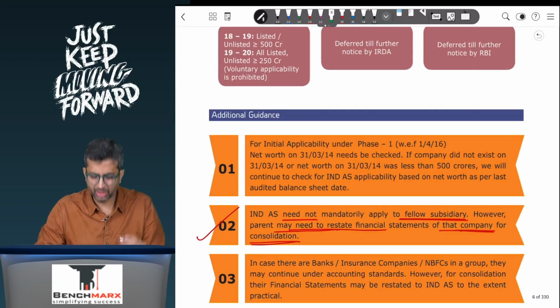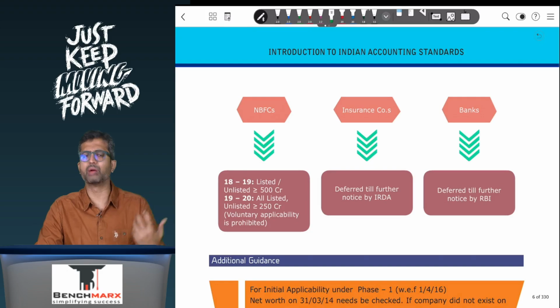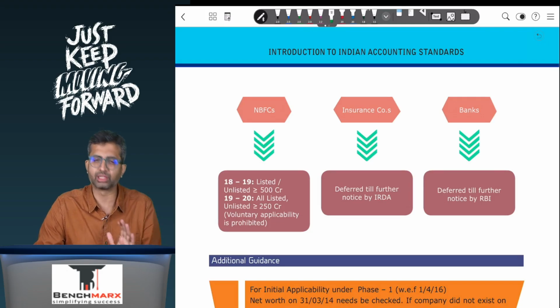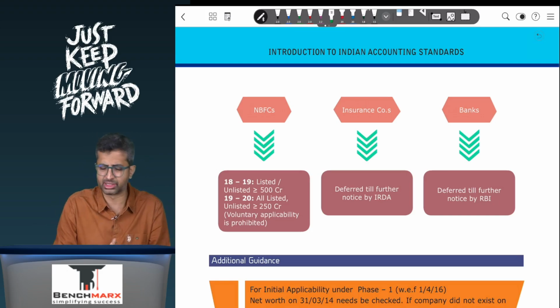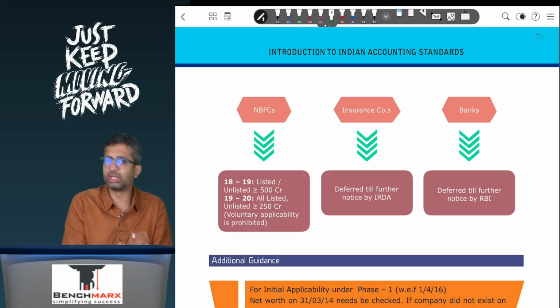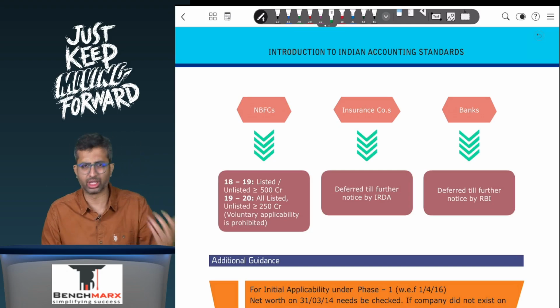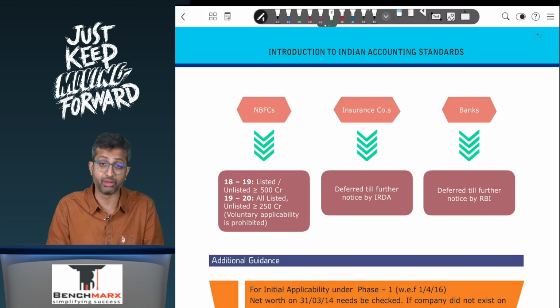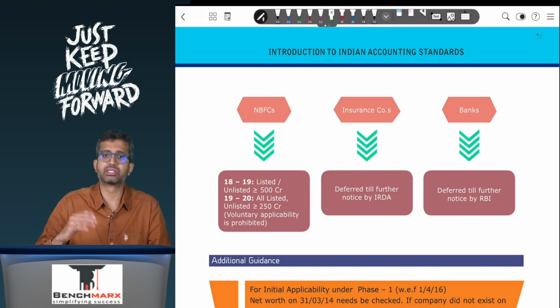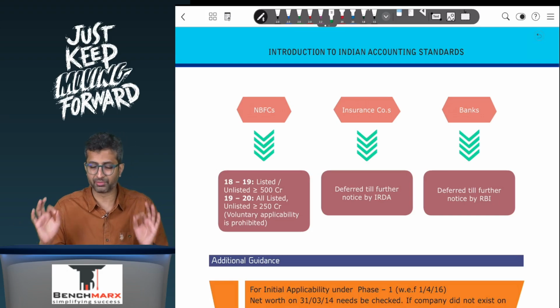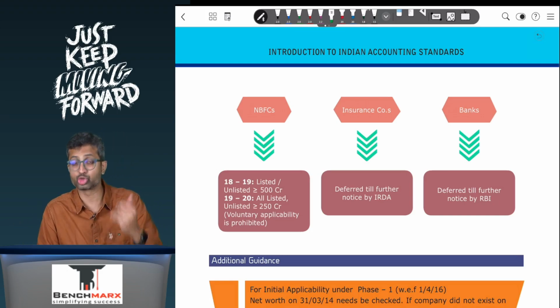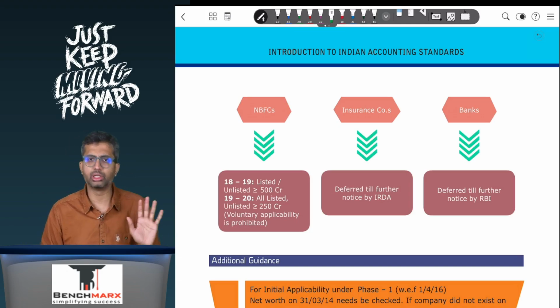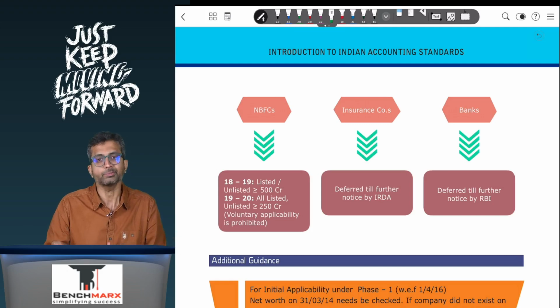Now, there may be a few special cases that can come, like for example, NBFCs. When we look at non-banking financial companies, banks and insurance companies, there can also be mutual funds, etc. But this is not really important from an exam perspective because most of your sums are not NBFC or bank sums, but nevertheless, if it comes, you should be aware. Now, when you look at banks, RBI has deferred the application of Ind AS until further notice for banks. So, as we speak, Ind AS is not applicable to banks.